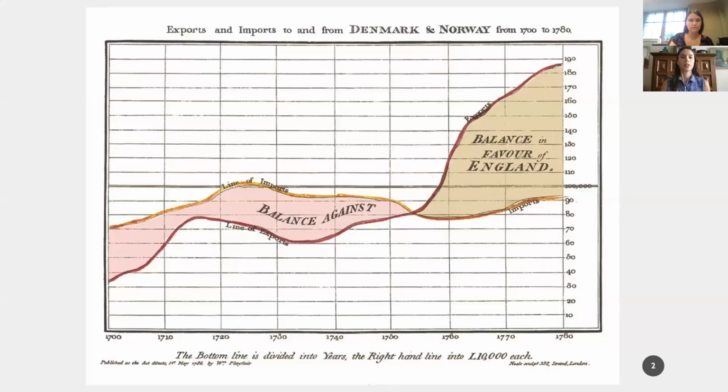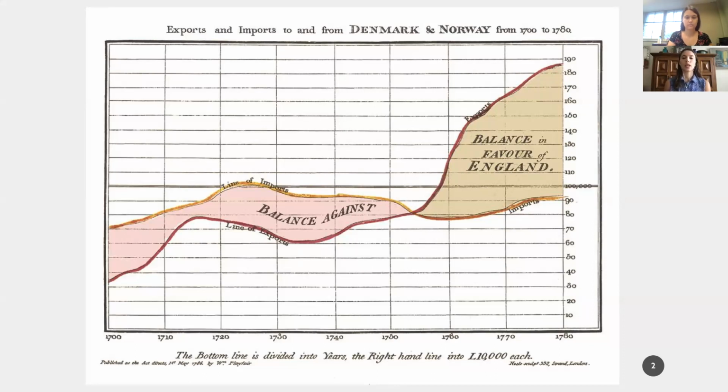understand data patterns and trends. And here we have a chart that was created by William Playfair, who is sometimes referred to as the founder of modern graphics. He created this chart in 1786, and it shows a time series data set of exports and imports between England, Denmark, and Norway.